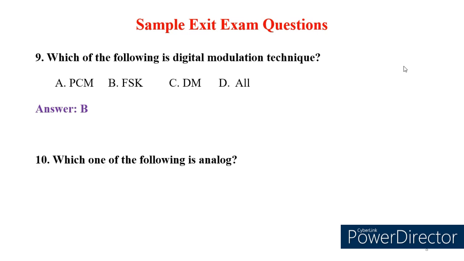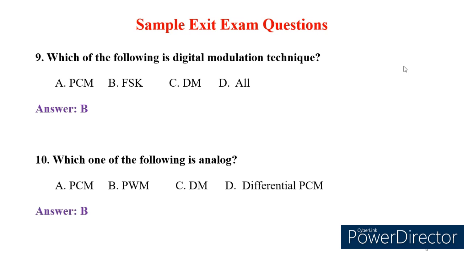Question number 10. Which one of the following is analog? A. Pulse code modulation. B. Pulse width modulation. C. Delta modulation. D. Differential pulse code modulation. Pulse code modulation, delta modulation, and differential pulse code modulation are digital pulse modulations. The remaining, pulse width modulation, is analog pulse modulation. Therefore, B is the answer.